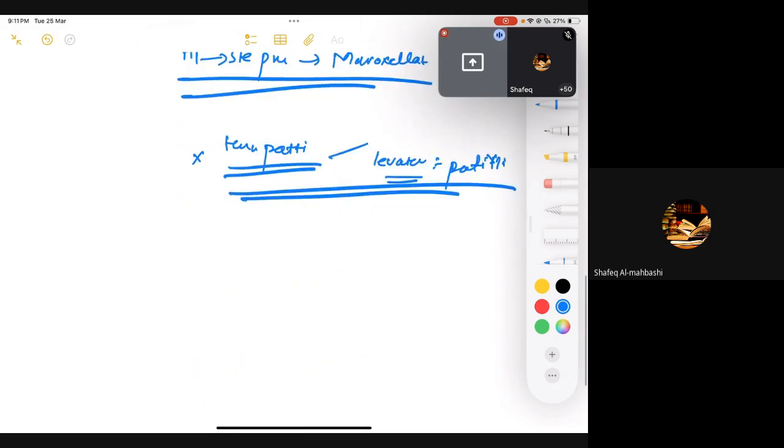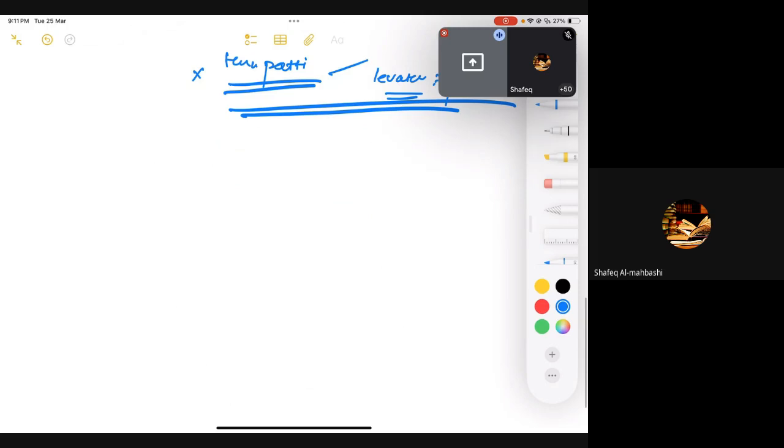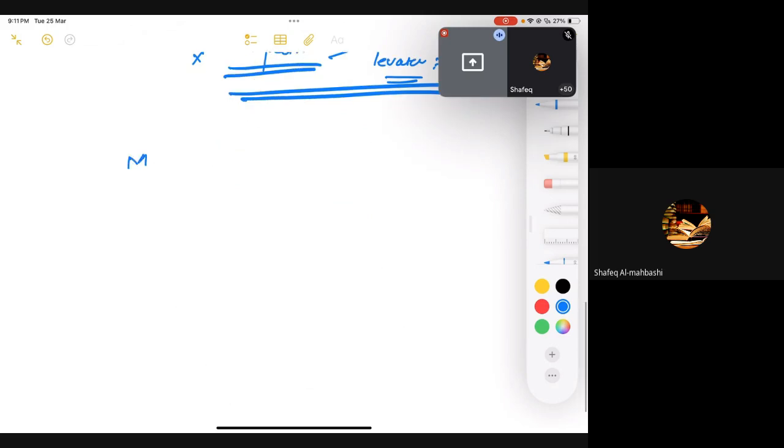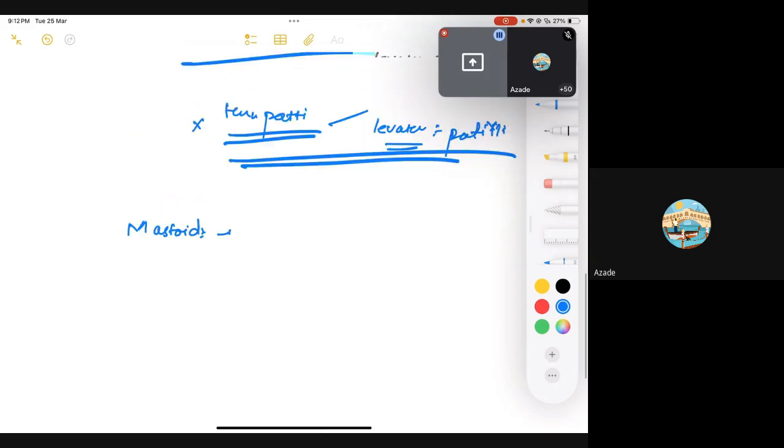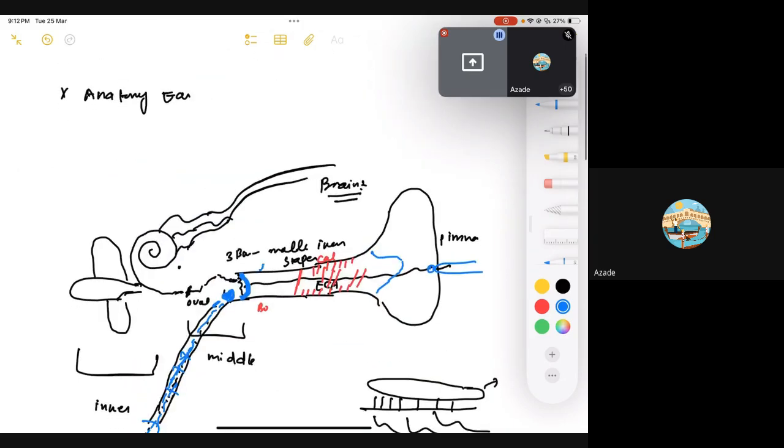We have a condition known as mastoiditis. Does anyone know what mastoiditis is? What is the mastoid, by the way? It's a part of the temporal bone behind the ear. Behind the ear you have a cavity, the mastoid. It's connected with your middle ear through the mastoid antrum.